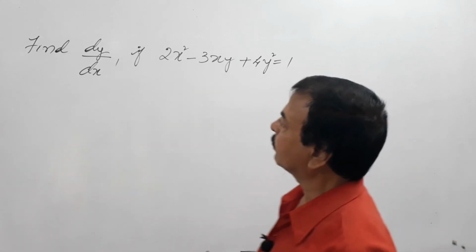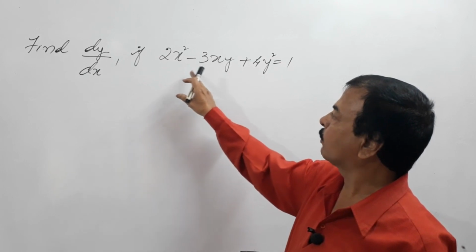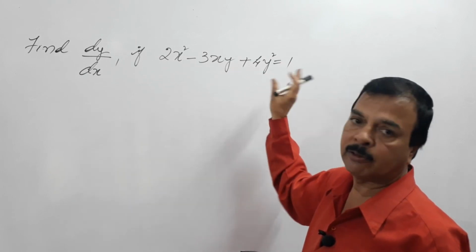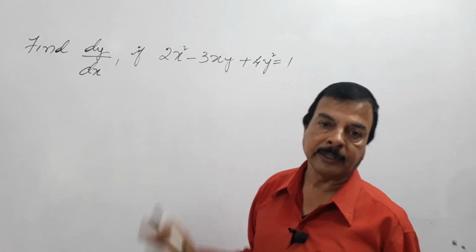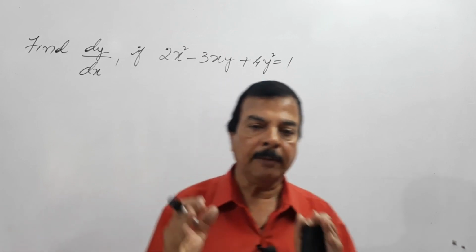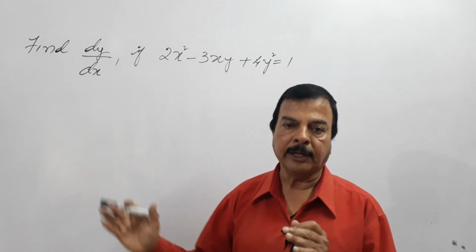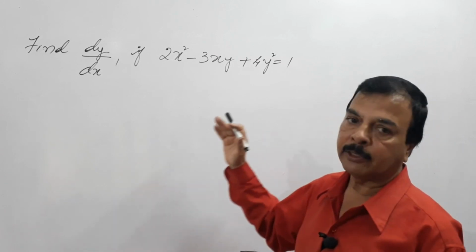So dear students, we are given a problem. Find dy by dx if 2x square minus 3xy plus 4y square equals 1. You are asked to find dy by dx. So I had told you, try to bring the dy by dx terms on one side and the terms which do not contain dy by dx to the other side.